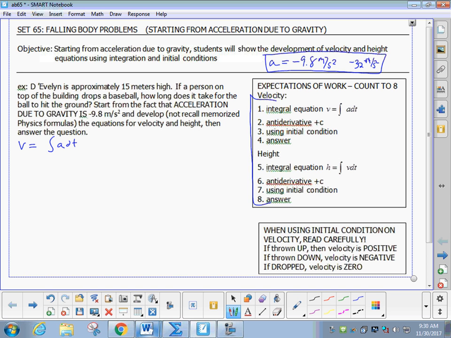I don't care if you just write that, or if you also show the number going in. I don't need both of those, just one of them. I then need to see the antiderivative. What is the antiderivative of negative 9.8, a constant with respect to time? That's like negative 9.8 t to the 0, which if you raise it by a power, it becomes t to the 1.